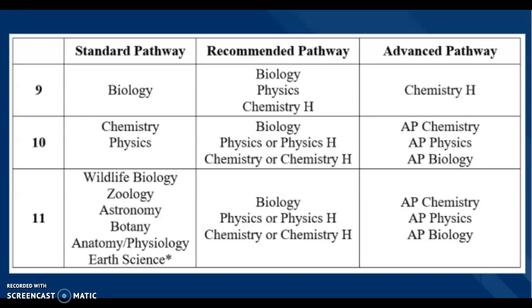You can see the different pathways for science. Essentially, students can choose any science class any year. But if they want to take multiple AP science classes, then it's good to start with the honors chemistry pathway in 9th grade.